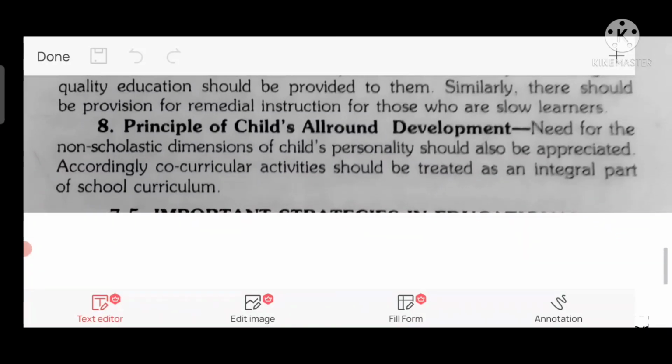Point number 8, principle of child's all-round development. Need for the non-scholastic dimensions of child's personality should also be appreciated. Accordingly, co-curricular activities should be treated as an integral part of the school curriculum.